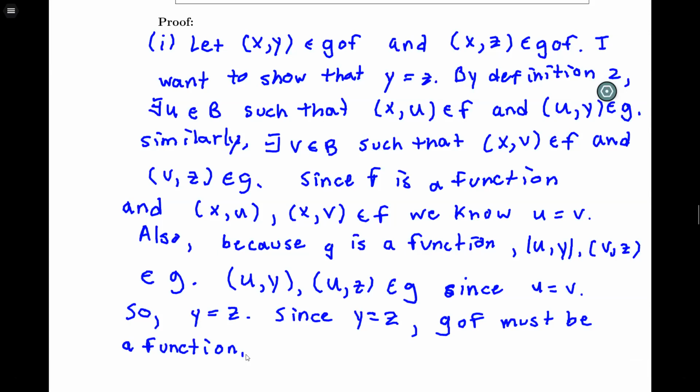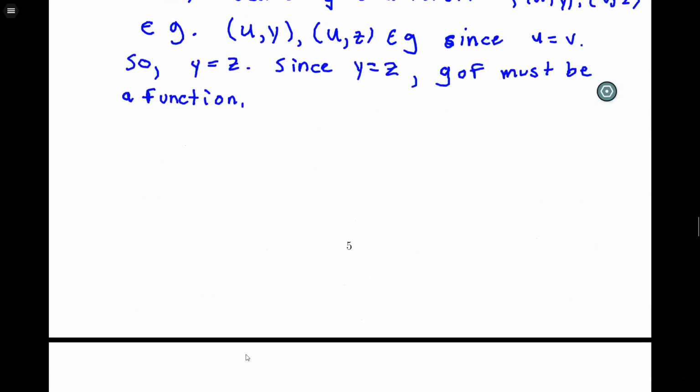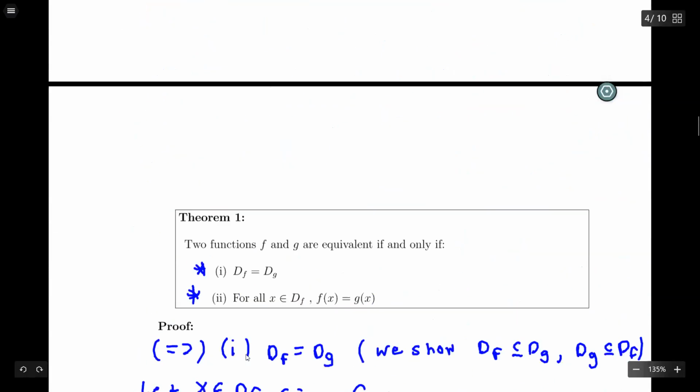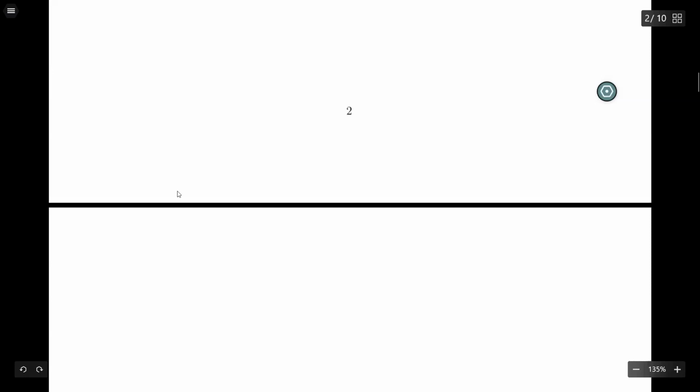So that proves the first consequence. Now let's prove the second consequence. I'm going to use a blank page up here to prove the second consequence. For the second consequence, we need to show that the domain of G compose F is equal to A.